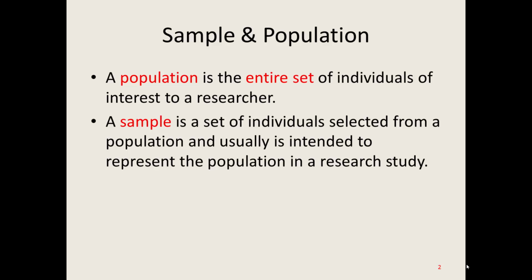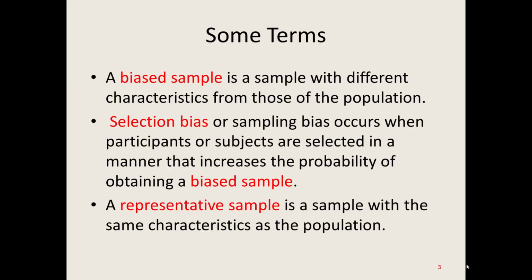Chapter 5 is about selecting research participants. Definition of sample and population is sort of easy. A population is the entire set of individuals of interest to a researcher, and a sample is a set of individuals selected from that population, and usually it's intended to represent the population in a research.